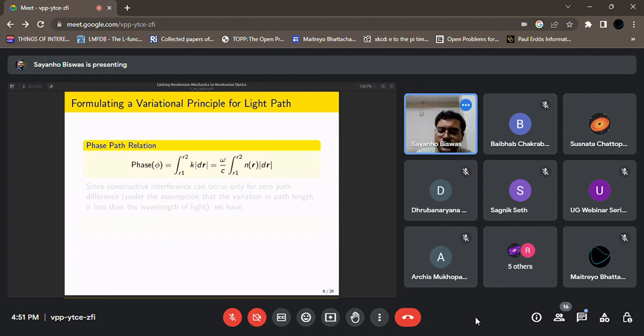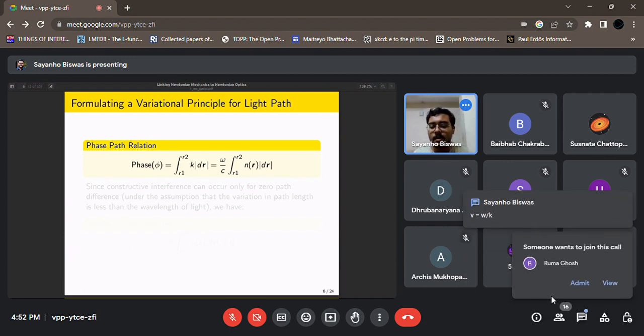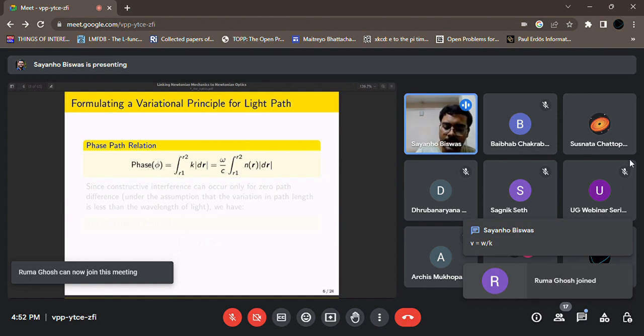n equals c divided by v. Good enough. If n is c by v, because refractive index is a number greater than 1, this gives me velocity of light v in a medium equal to c divided by n. You can look at the chat box if you want. And velocity of light v is c divided by n, and we know v is also omega by k.